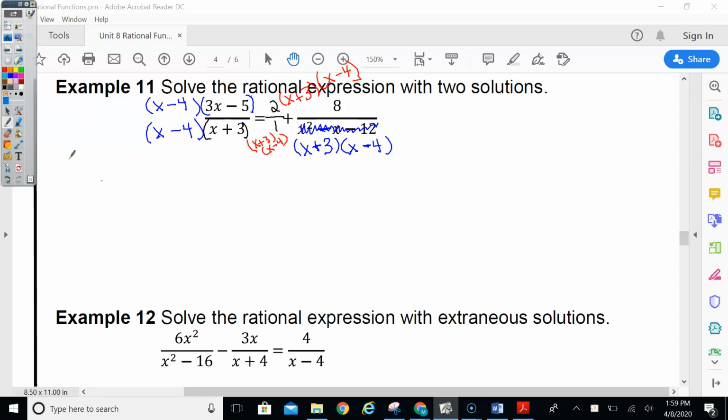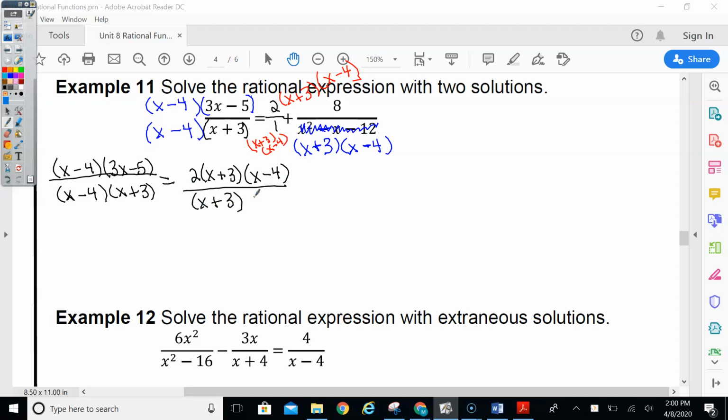So right now, this is what it looks like. First fraction, x minus 4 times 3x minus 5 over x minus 4, x plus 3. Don't cancel them out because then you defeated the purpose of multiplying them. Equals 2 times x plus 3 times x minus 4 over x plus 3 times x minus 4. And then this one didn't need anything because it already has both of them. So this one's just going to stay 8 over x plus 3, x minus 4.